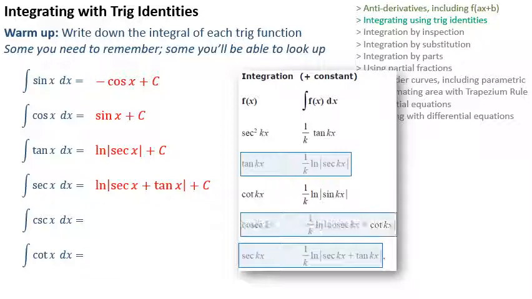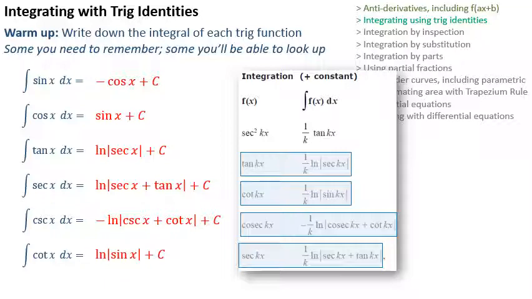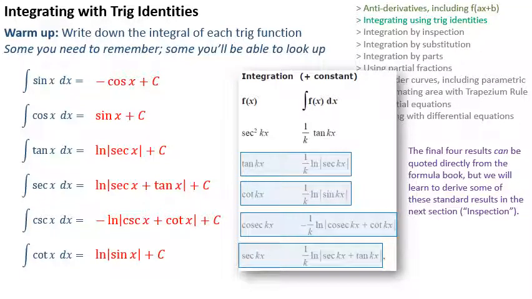And cosec, that one's there too, minus ln cosec plus cot, and finally cot x, which integrates to ln of sine x. Now, you might be wondering why those four give such strange integrals, and in particular why they involve logs. You could prove them directly by differentiating the right hand side, and that would show you that they are true, but it wouldn't necessarily show you how you would integrate.